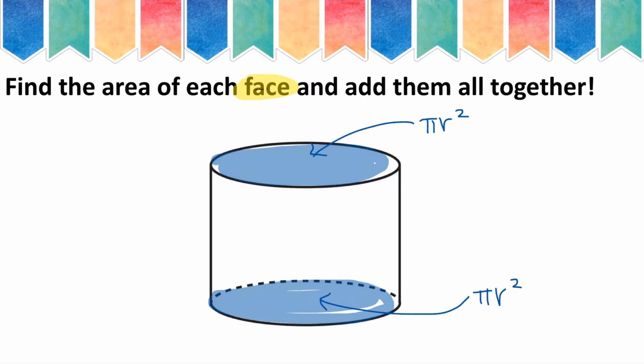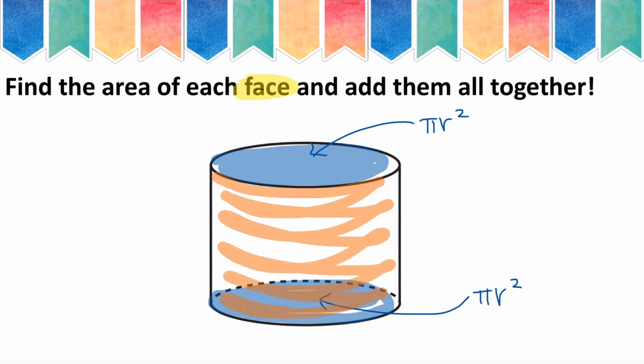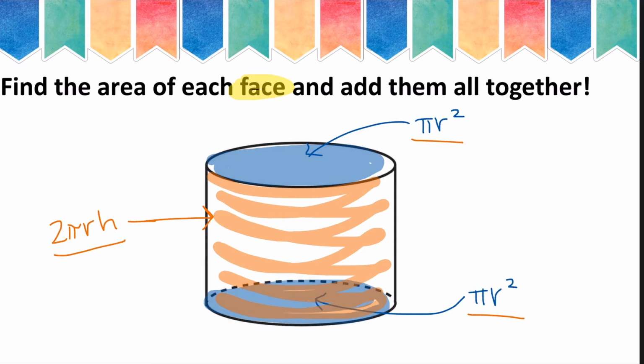Now, we also have one more face of this cylinder, which is around this outside part. Okay, and how we find the surface area of the outside part of a cylinder is by going 2 pi r times the height of the cylinder. So to find the surface area of a cylinder, we will be calculating three things: the circle on the bottom, the circle on the top, and around the outside, and then we'll be adding them all together. So let's look at an example.